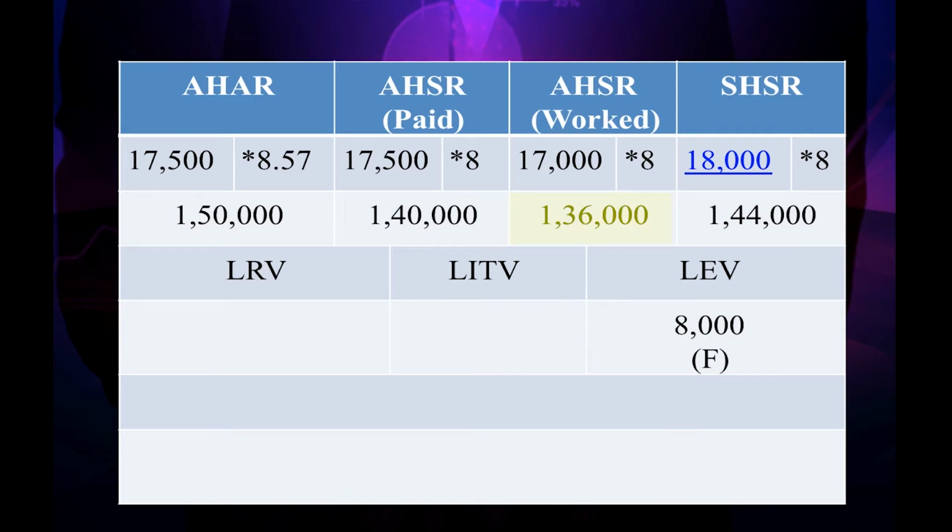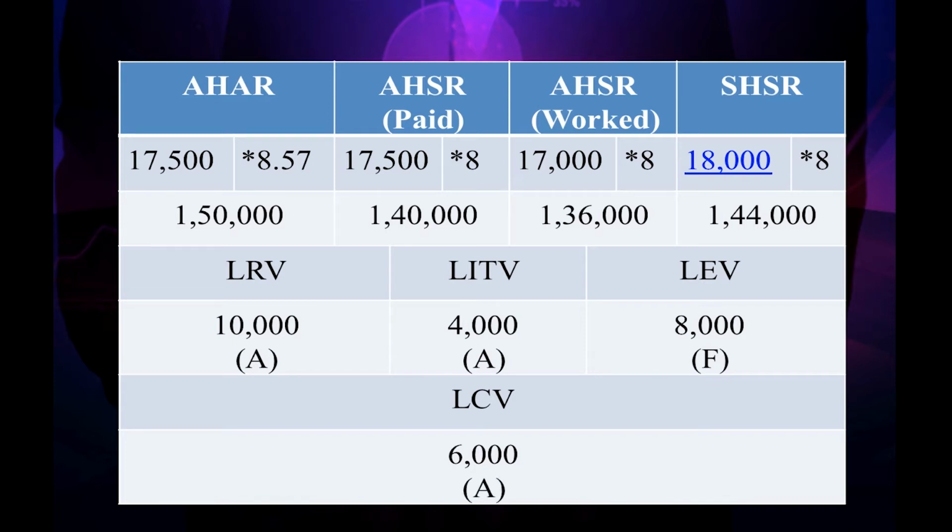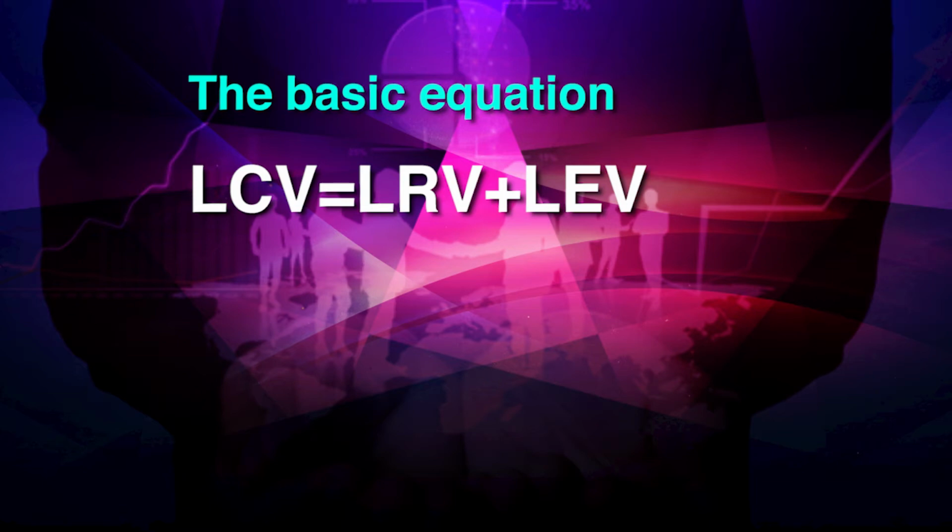The difference between column 3 and 2 is the labor idle time variance, that is 1,36,000 minus 1,40,000. The difference between the products of column 2 and column 1 is the labor rate variance, that is 1,40,000 minus 1,50,000, that is 10,000 adverse. The sum total of rate variance plus idle time variance plus efficiency variance is the labor cost variance, that is 6,000.